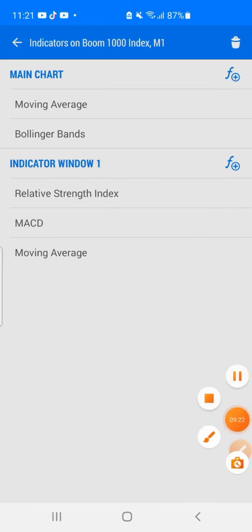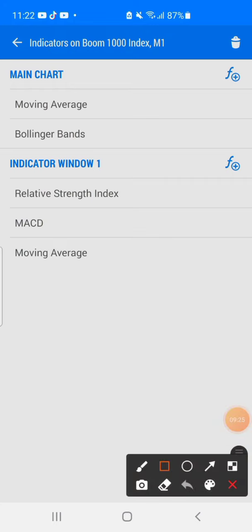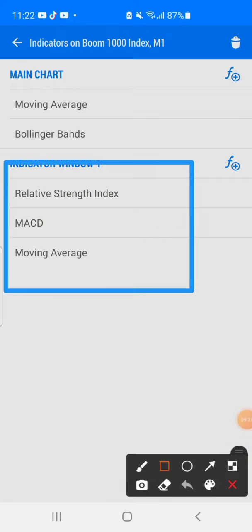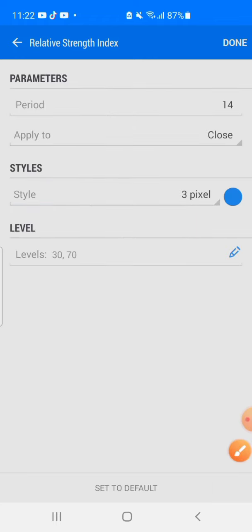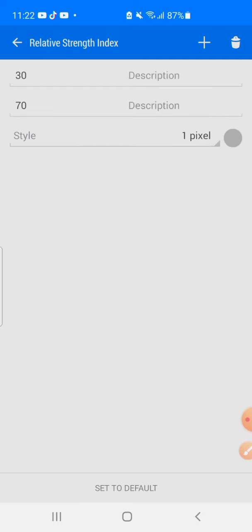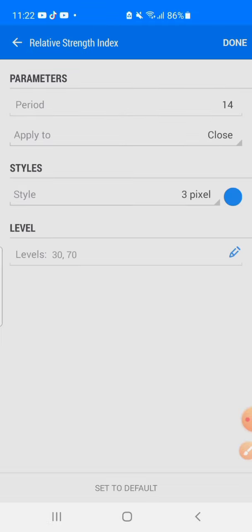So let me share with you the setup. The second one is where I'm going to be focusing, this window one right here, because I've already done the main chart in the previous video. Now, the first thing is the Relative Strength Index, period 14, I think it's the default anyway. Then apply to close, style 3 pixels. Then the levels are 30 and 70. This is where you add your levels, 30 and 70, and you click on done.